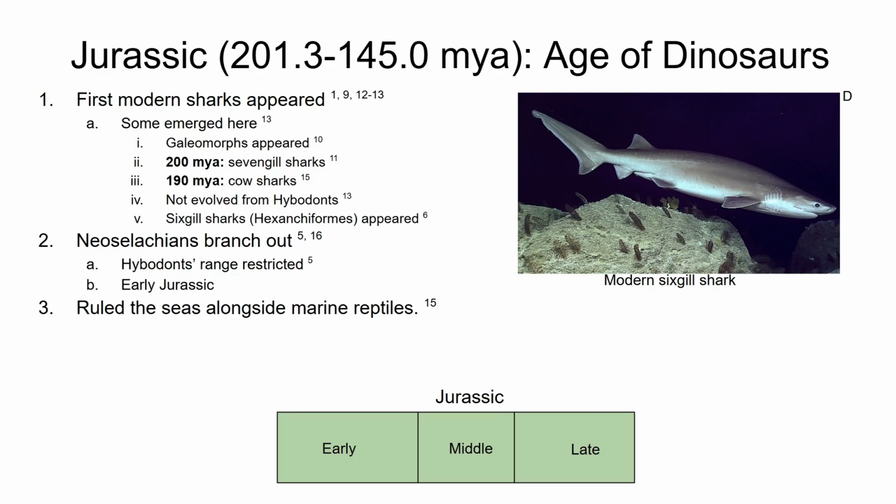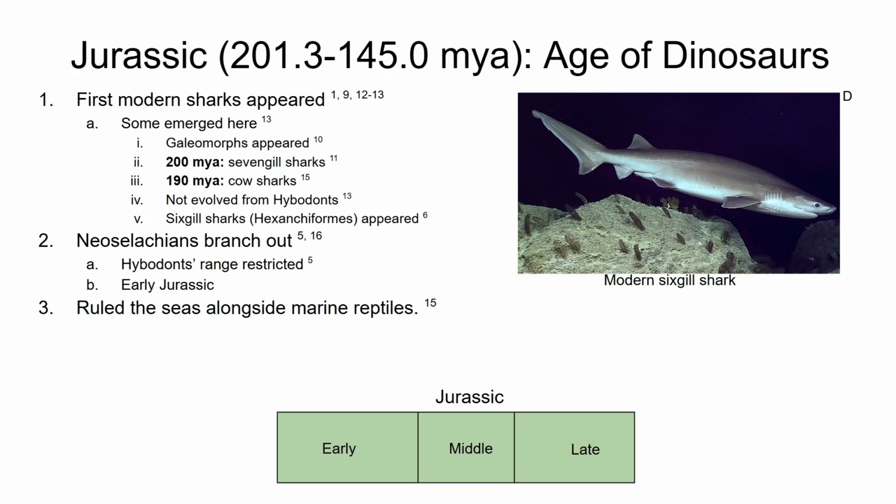A group of sharks called the Galeomorphs were swimming in the seas in the early Jurassic. This shark group would eventually have the great white, basking, and whale sharks as members. Around 200 million years ago, seven-gill sharks, 10-foot-long fish, swam in the ocean.